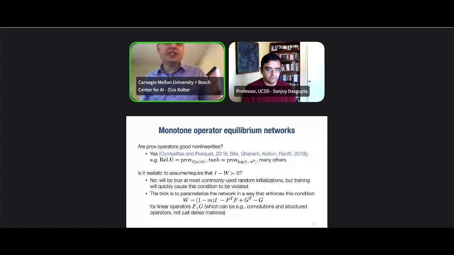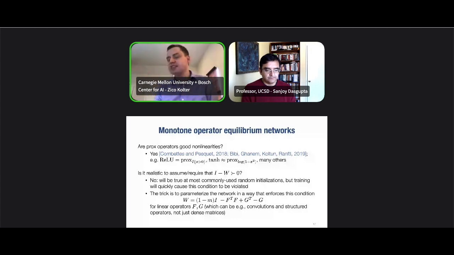The second one is actually quite a bit trickier. The second one says, is it realistic to assume or require that our weight matrix, or really I minus the weight matrix, is positive definite? And this is not realistic. It does happen to be true that in most random initializations, this will hold. So it actually does hold most of the time. But as you train, as you take gradient steps in W, if W is unconstrained, it will quickly cause it to be violated.